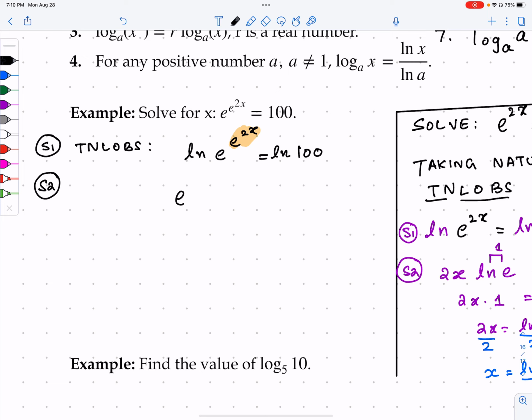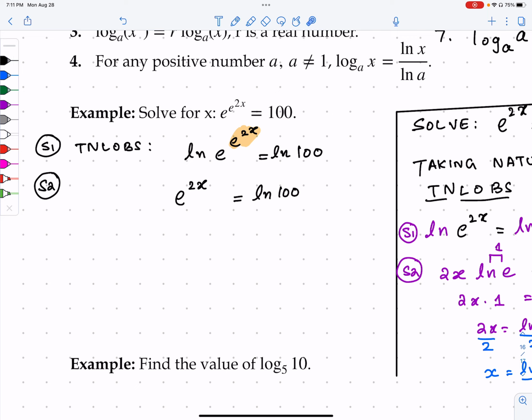What I have is e to the 2x times ln of e, which is 1. I don't need to worry about it. It's equal to ln of 100. We will keep it like that. We can figure out the ln of 100, but let's not worry about it too much. We'll figure out that value later. As a matter of fact, ln of 100 would be 4.6057, but let's worry about it later. Let's keep it there.